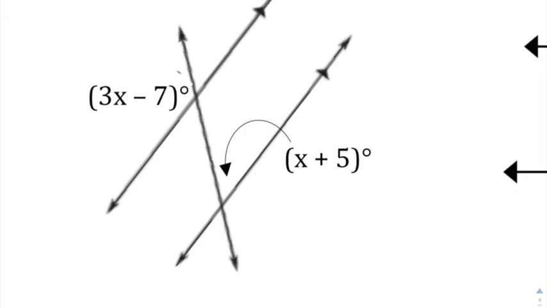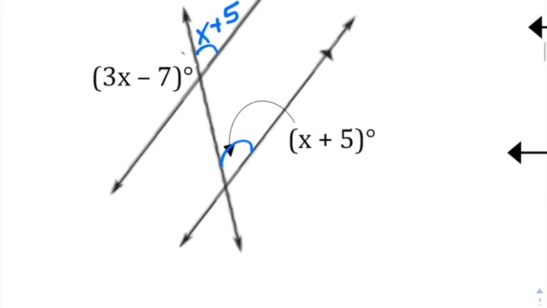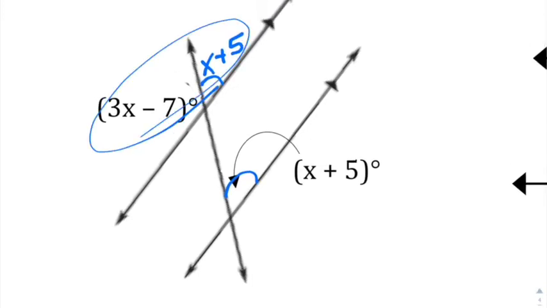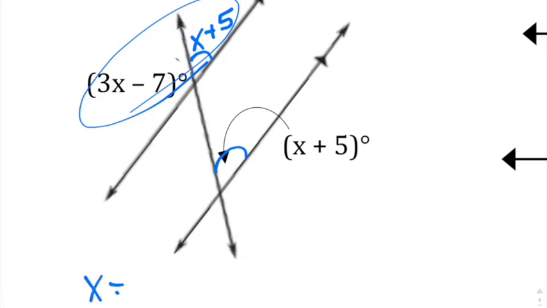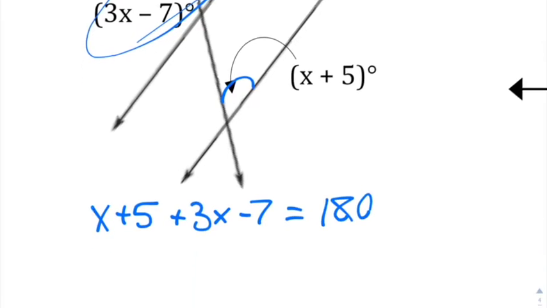What do we have? x plus 5. So I'm going to put that up here, x plus 5, because those are corresponding angles and they're touching parallel lines. Therefore, you can put x plus 5 right there, and then you've got a linear pair going on. x plus 5, and then plus 3x minus 7, and then that should equal 180 degrees.